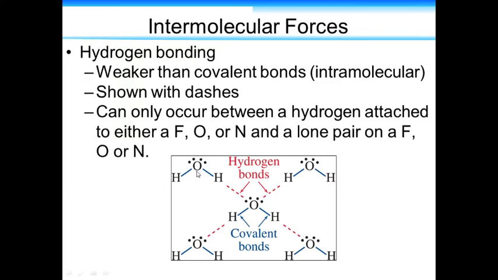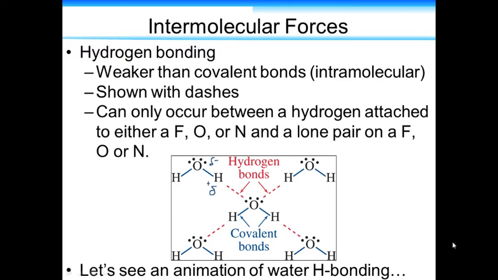So here we have an oxygen attached to a hydrogen. So one of our FON atoms. That hydrogen has a partial positive charge on it. Because of the high electronegativity of oxygen, the electrons are drawn away from the hydrogen and centered on the oxygen. That partial positive on the hydrogen is attracted to a partial negative on another oxygen atom. And so we draw a dashed line to the lone pair on the oxygen atom.